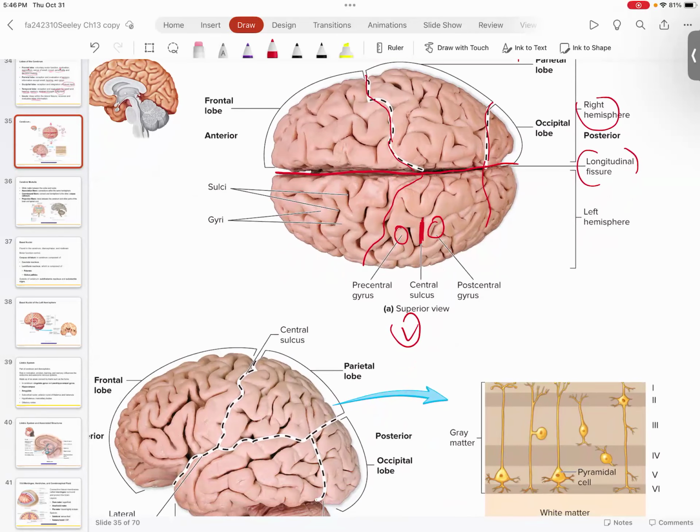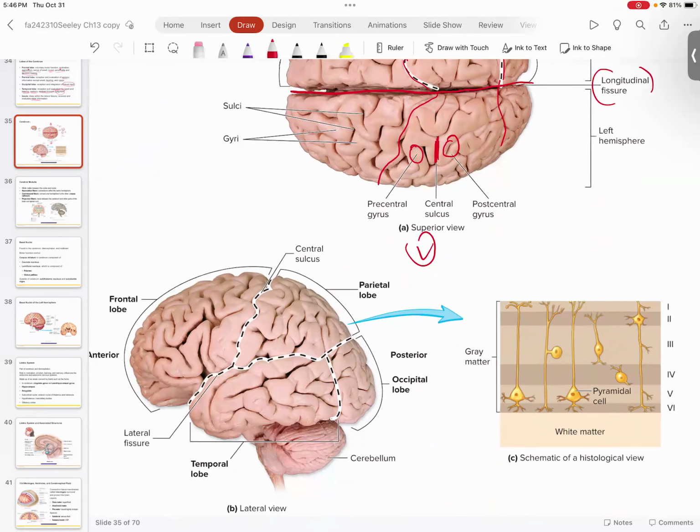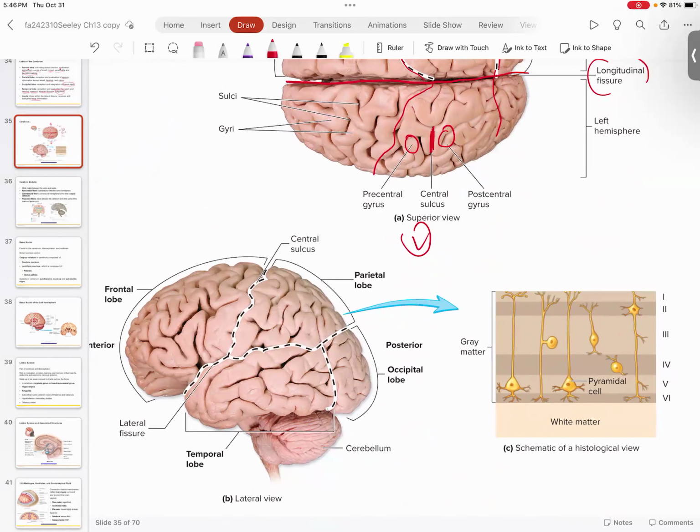In some cases, you can actually see it a little bit more. It's a little harder to see in this particular aspect, the superior view. You can see it a little bit better in the lateral view. So if you turn it around and look at the lateral view, you can see more clearly the central sulcus, which is a deeper sulcus that goes throughout the brain. And it marks the boundary between the frontal lobe, which is in the front underneath the frontal bone, and the parietal lobe, which is just behind it.